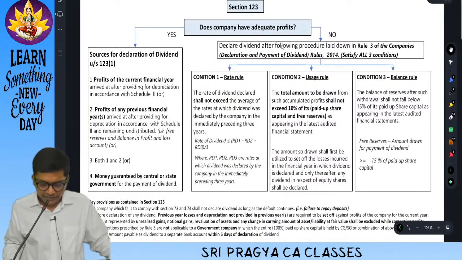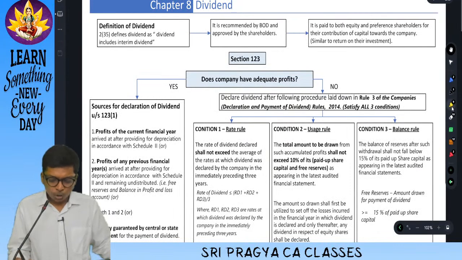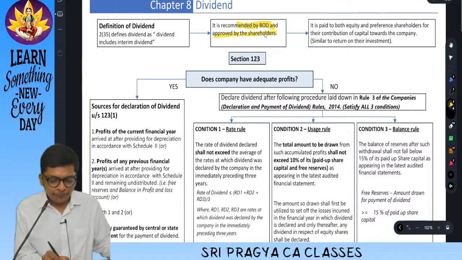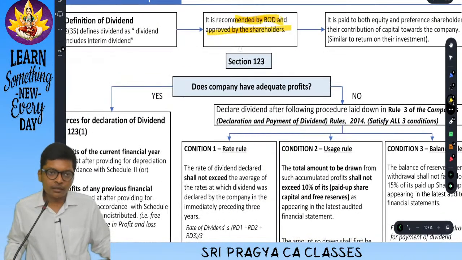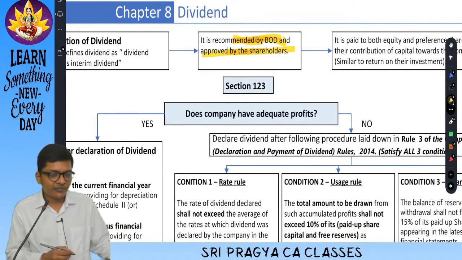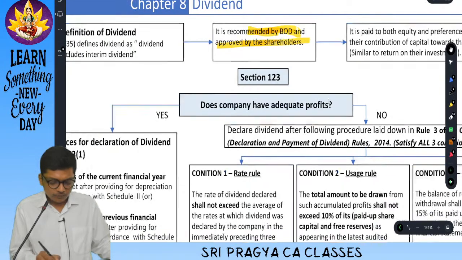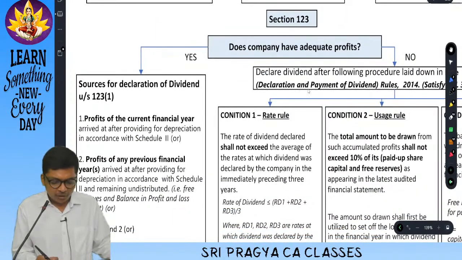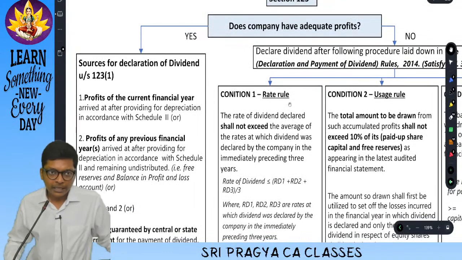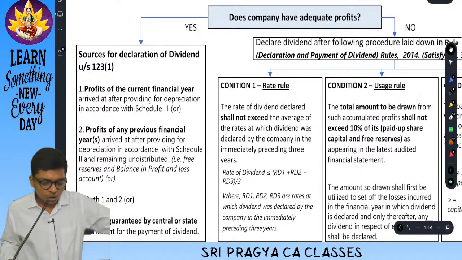Clear? Now to quickly summarize, we have still not finished this section. Only 3/4 of the section is done. I told you dividend is recommended and declared by the board of directors, and approved by shareholders. Is dividend paid only to equity shareholders or preference? Both. First to preference, then to equity. That's what is given there. Then, is the company having adequate profits? I asked you guys. Correct.